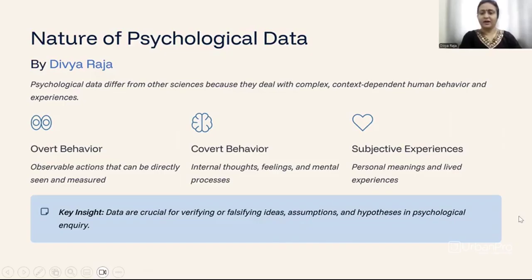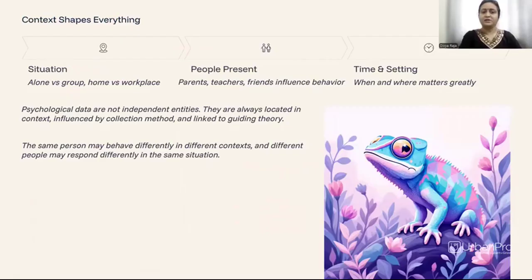And again, like we discussed, it's a cyclical process. Once we falsify or verify our hypothesis, we have to again start from step one. And in psychology, the data is very context based because it is always influenced by the method of collection. There are different data collection methods, which I will be discussing and helping you with in classes. And our research is always guided by a particular theory.